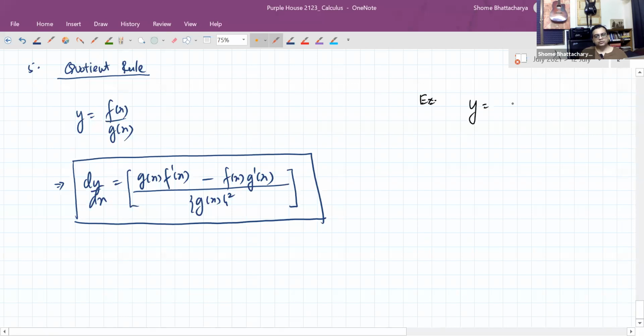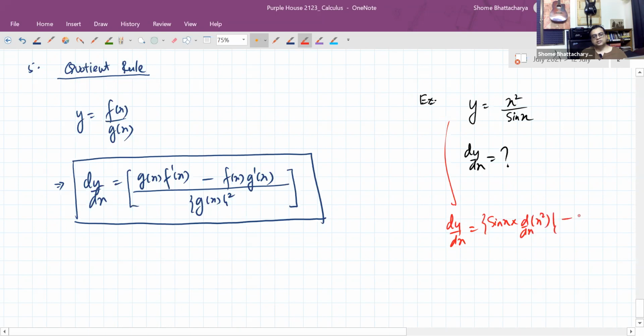Suppose y is equal to x square upon sine x. Right? We want to find dy by dx. So we will use this rule over here. That dy by dx will become the denominator into differentiation of the numerator minus the numerator into differentiation of the denominator. The whole thing divided by the square of the denominator. And then we solve this further.